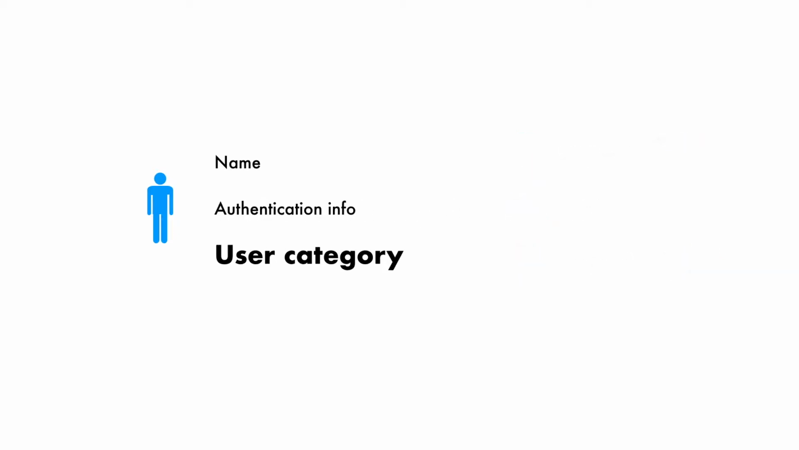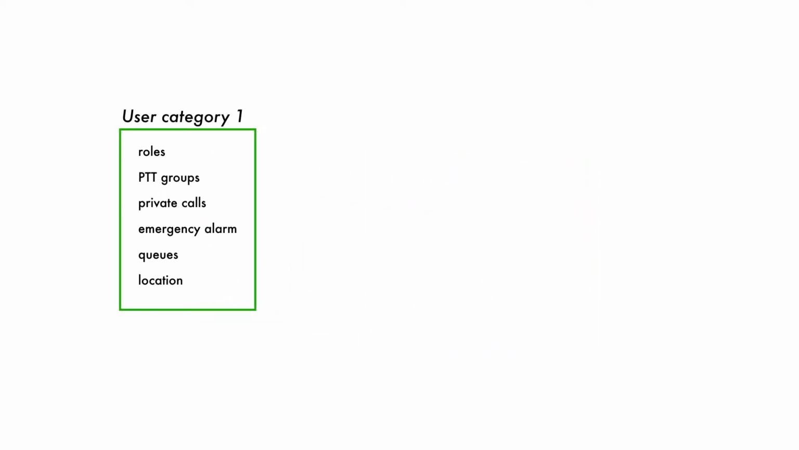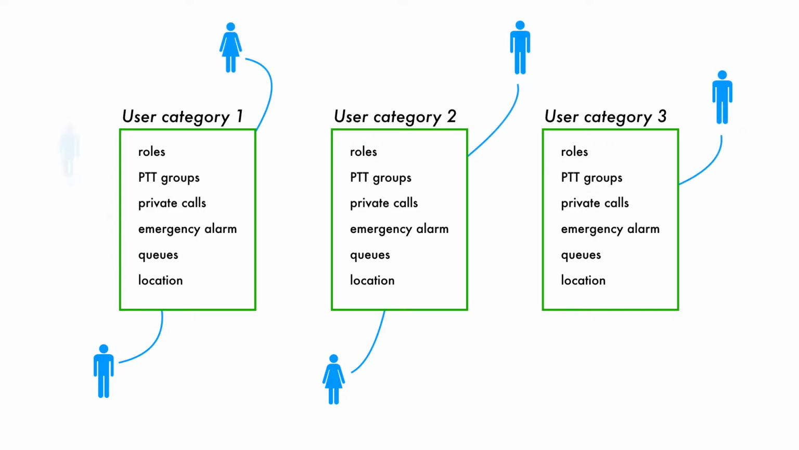The user category tells what this user can do. For example, access to roles, push-to-talk groups, private calls, emergency alarm, queues, and location, is based solely upon which user category this user has. Once user categories have been configured once and for all, it is very easy to add additional users without having to think about in detail what resources this particular user should have access to. You simply just have to put him in the right user category.